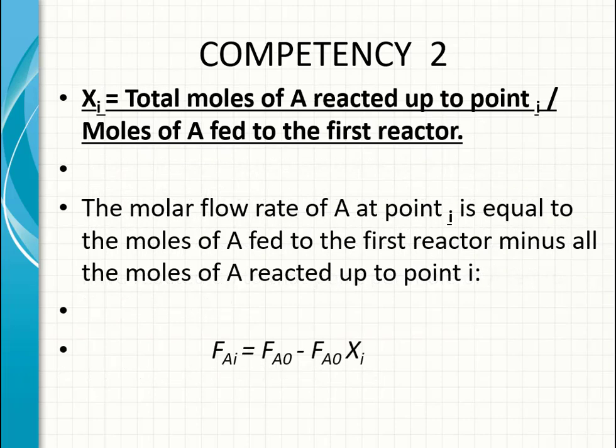So if Xi is equal to the total moles of A reacted up to the point i divided by the moles of A fed to the first reactor, then the molar flow rate of A at point i is equal to the moles of A fed to the first reactor minus all the moles of A reacted up to the point i. So FAi is equal to FA0 minus FA0 times Xi.